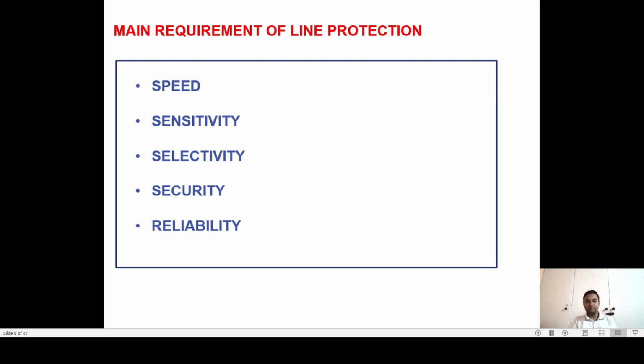What is the meaning of dependability and security? First, dependability: our protection system must be dependable. Must be dependable means whenever we want our protection system to operate due to any abnormal conditions or due to any fault in the system, the protection system must operate correctly.